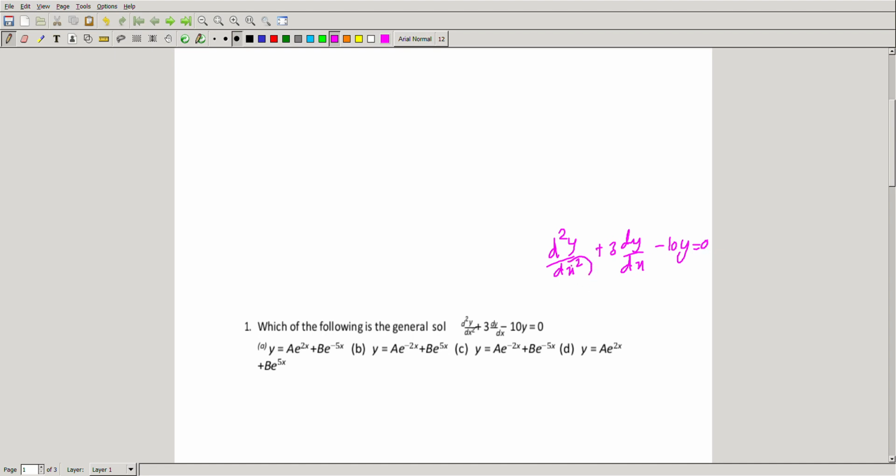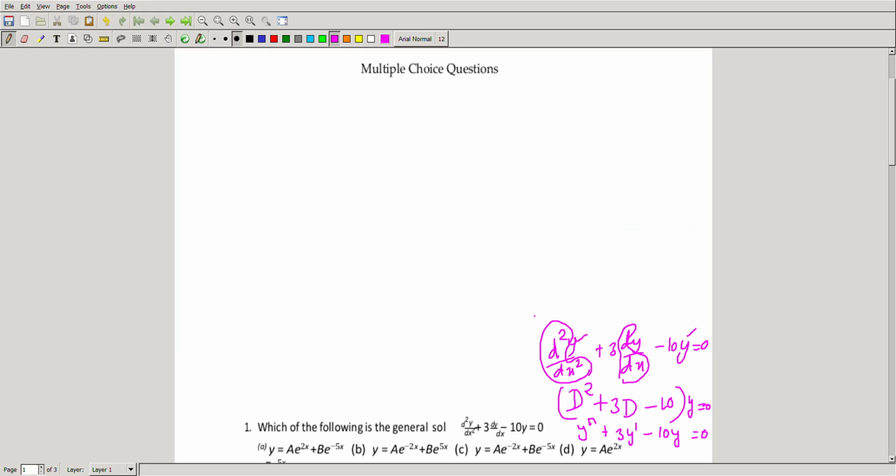Before that, see this one, d square by dx square, we can rewrite as capital D square, and similarly d by dx is D, so 3 times D, minus 10. For all the terms y is common, so take y common: (D square plus 3D minus 10) y equal to 0. This is also an ordinary differential equation. Similarly, they can give y double dash plus 3y dash minus 10 into y equal to 0. Whatever form it may be, you have to identify the ordinary differential equation.